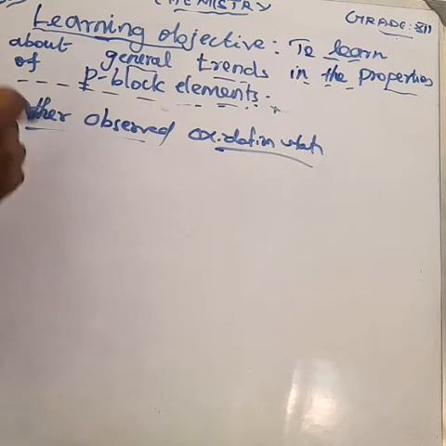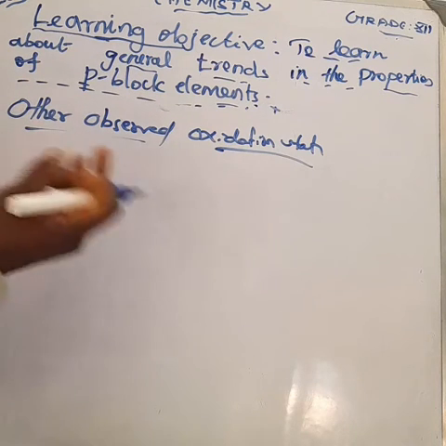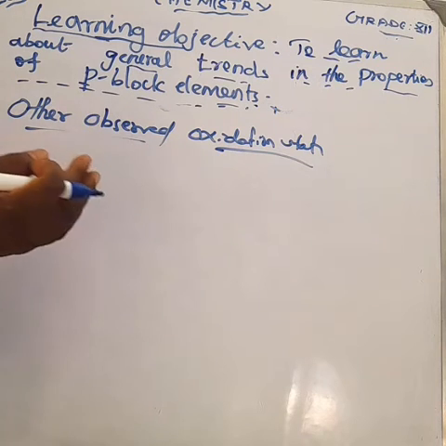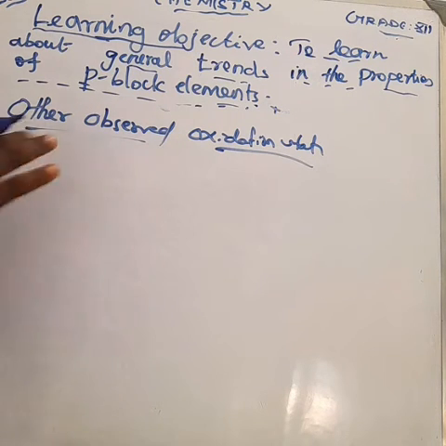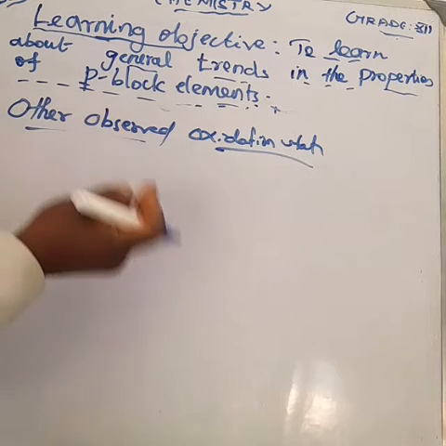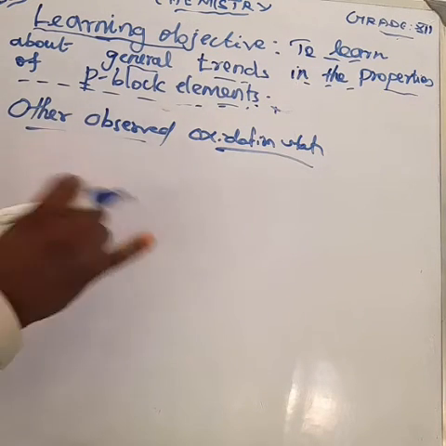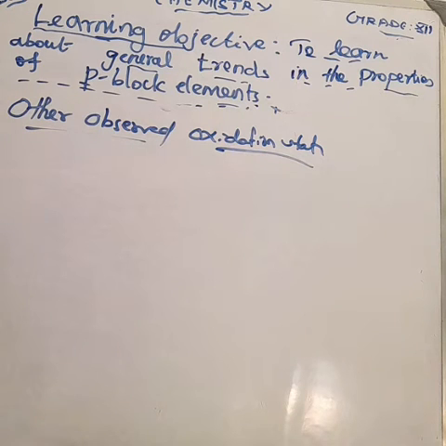Other elements such as nitrogen, that is the 15th group, nitrogen family, and the chalcogens, the 16th group, the oxygen family, also show a negative oxidation state.